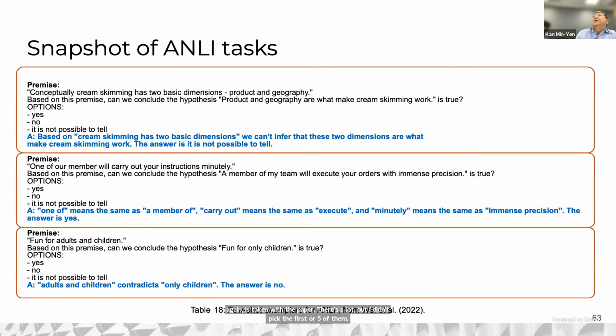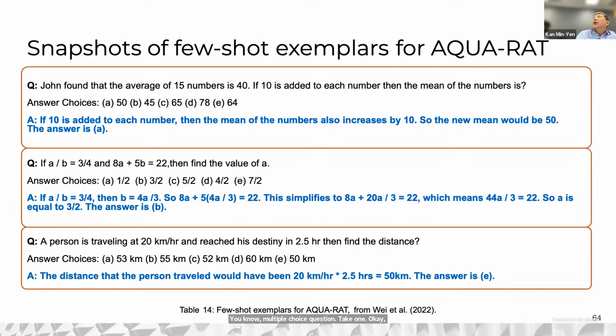Same thing you do for NLI, with the premise, you give it options, because we give it a few examples, like multiple choice questions, pick one, and you'll pick the best one. And again, few-shot examples for AQuA-RAT. Again, multiple choice questions. Some will be more complex.